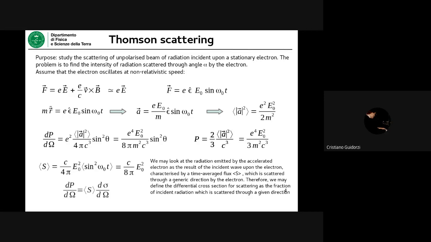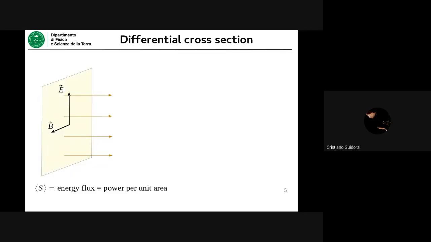To better appreciate this aspect, I made this drawing, the scheme. So let's suppose this is just the plane wave, both fields, with which a given Poynting flux is associated. I remind you, Poynting flux is energy flux. So it is power, so it's energy per unit time, per unit area.